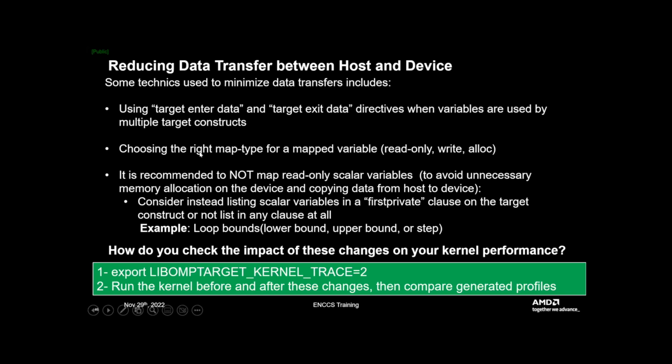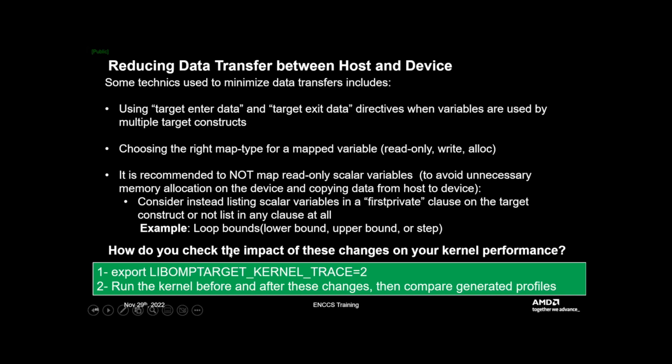Another example is that when offloading, you need to choose the right map type. For a variable, you can use read-only, write, or alloc. Also, it is recommended to not map read-only scalar variables, for example, to avoid unnecessary memory allocation on the device. If you map a variable, it will do another data alloc for that, so it is not advised. Instead of doing a map for a variable, it is better to use firstprivate or just not put the variable in the map clause.